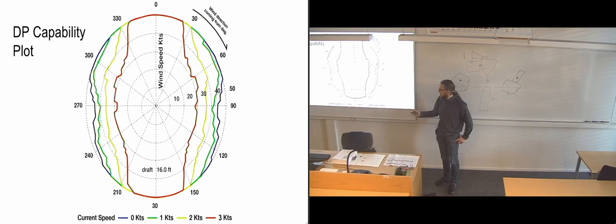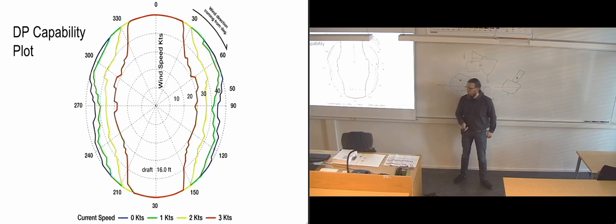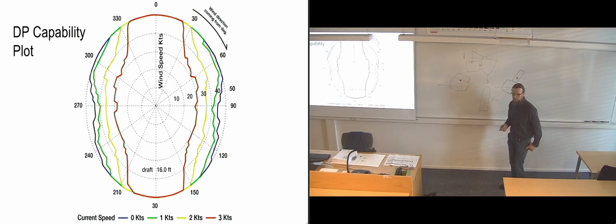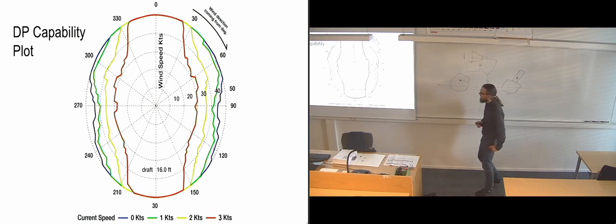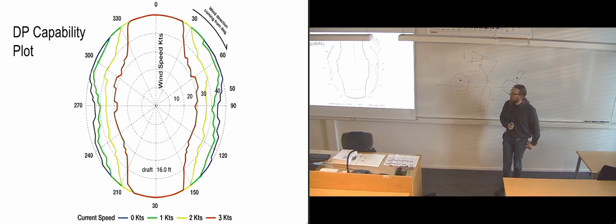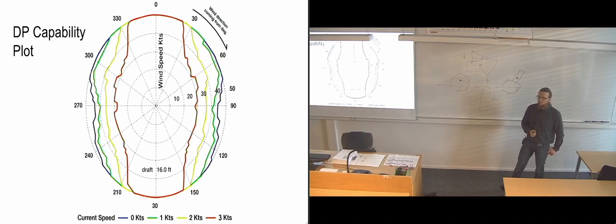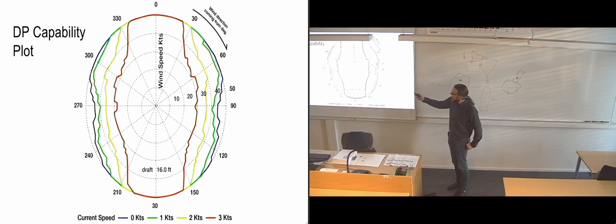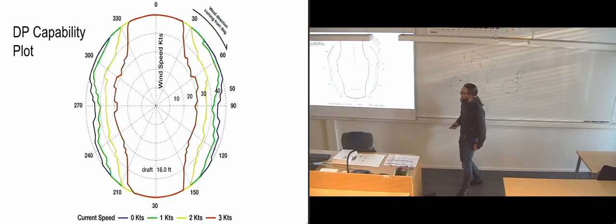Then we can have the green one, which is 1 knot, the blue one, which is 2 knots, and the red one, which is 3 knots, so you basically have a really heavy current hitting the ship. So the way we read off this one is, let's say the wind is coming at a 60 degree angle, so it's coming along this line here. So the wind is coming in towards the ship along that line.